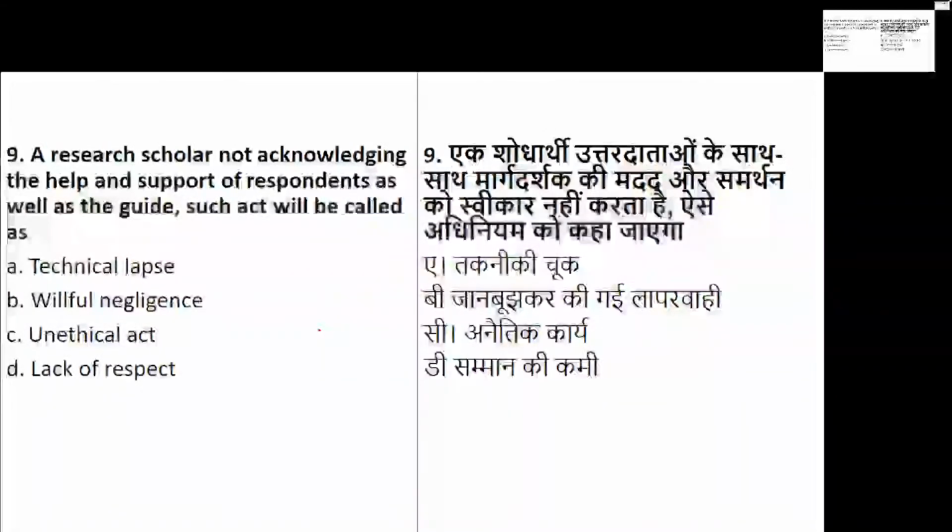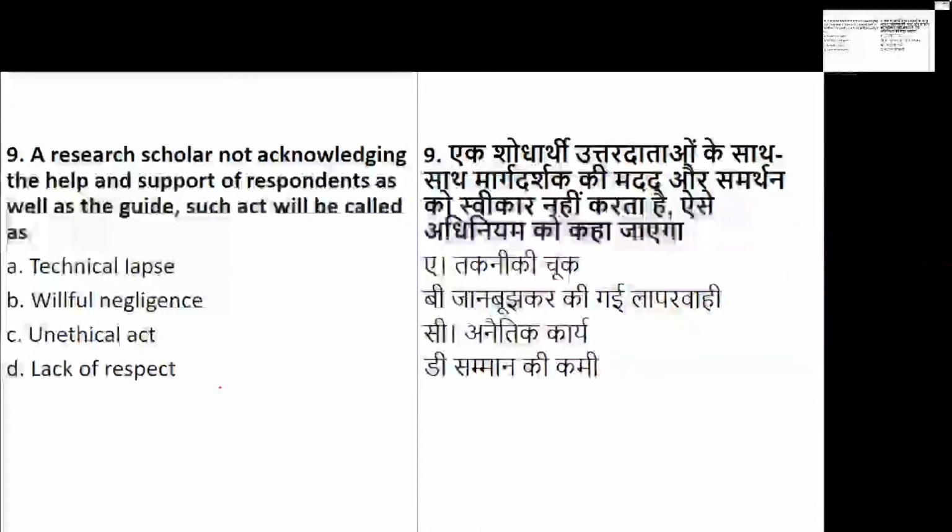Now question number 9 talks about a research scholar not acknowledging the help and support of the respondents as well as the guide. So this act will be called as what? Technical lapse, willful negligence, unethical act, or lack of respect. Okay, question number 9, Sanchita, I'll come back to question 9 once again. Let's first complete this question.